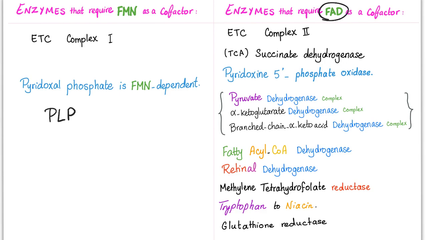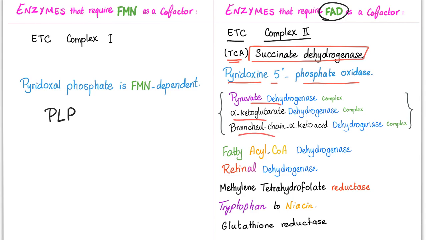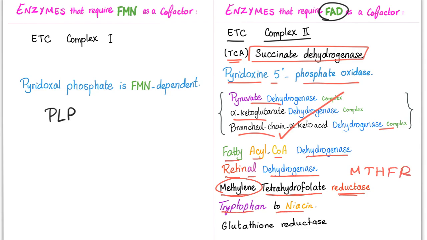Enzymes needing FAD include complex 2 in the electron transport chain. You also need succinate dehydrogenase in the TCA cycle, pyridoxine 5-phosphate oxidase, pyruvate dehydrogenase complex, alpha-ketoglutarate dehydrogenase complex, and branched chain alpha-keto acid dehydrogenase complex. Please watch my previous video. And then fatty acyl-CoA dehydrogenase, retinal dehydrogenase, methylene tetrahydrofolate reductase, also known as methylene THF reductase, or MTHFR. Converting tryptophan to niacin requires FAD, and the glutathione reductase to protect your lovely red blood cells against the evil of H2O2, hydrogen peroxide, baby.